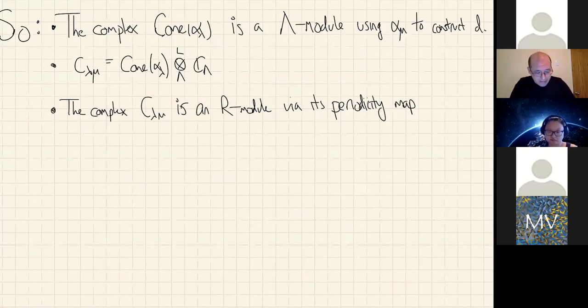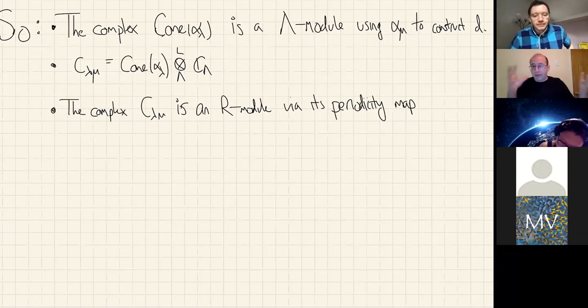And what we're really doing to construct C out of the cone is we're taking the derived tensor product with the trivial rep, which is to say we're tensoring with the projective resolution of the trivial rep. But also, because the Ext algebra of the trivial rep is R, that makes this tensor product into an R module as well, because R acts on this thing in a derived sense. And that R module structure can be observed in this map recording the periodic construction of C lambda.